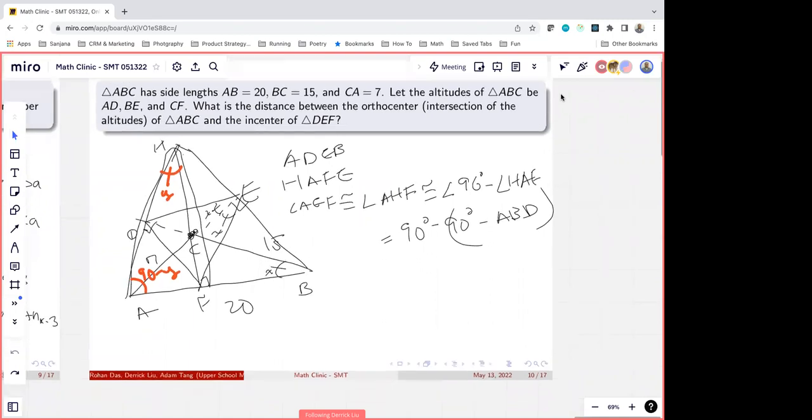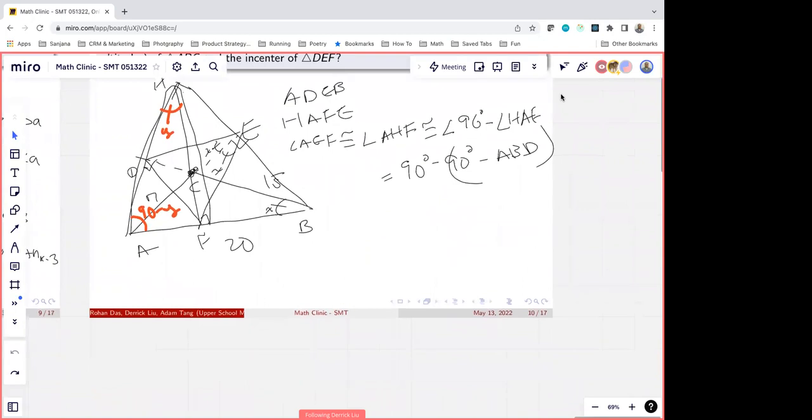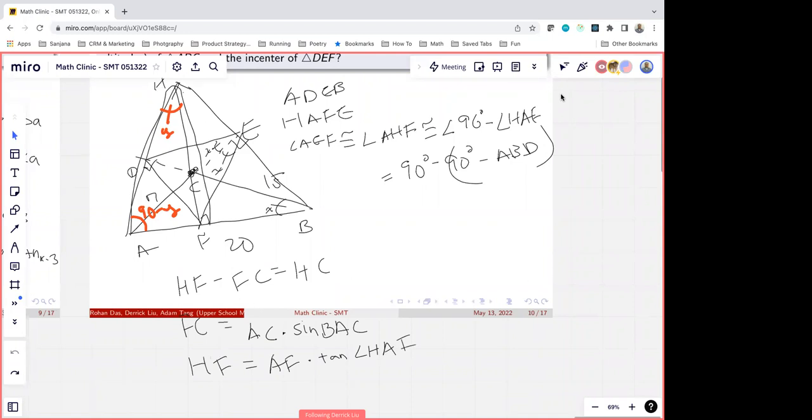So now we're just looking for the length of HC. We just need to find HF minus FC, and this is equal to HC. But we know that FC is equal to AC times the sine of BAC. And we know that HF is equal to AF times the tangent of HAF, but in fact, we don't know the angle HAF.